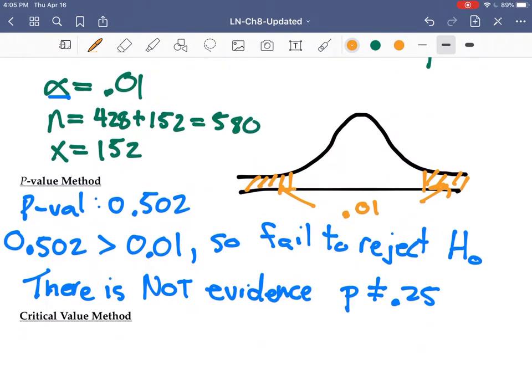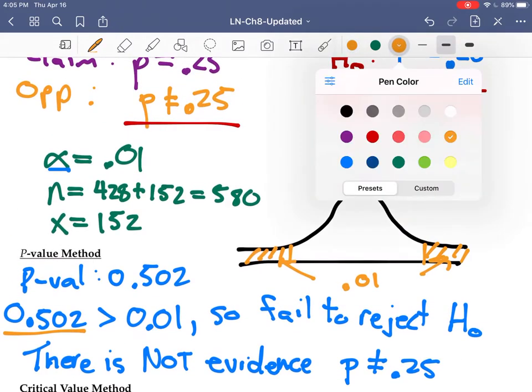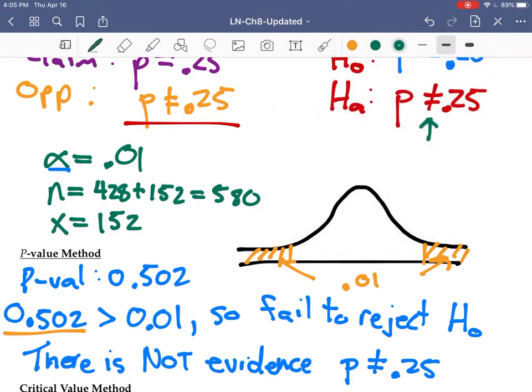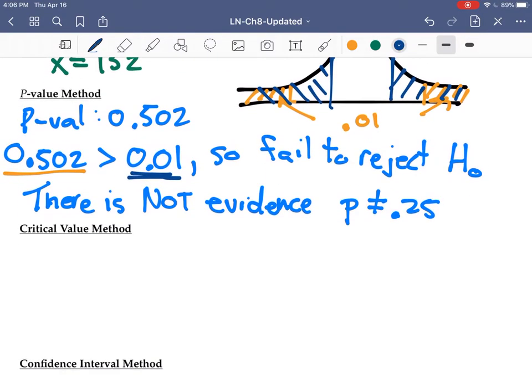When we say that our p-value is 0.502, what we're really saying is we have some test statistic, and the area in the two tails beyond it is 0.502. Since that percent in those two tails exceeds the percent in the tails of rejection, we fail to reject the null. Now we could go through this in another fashion.